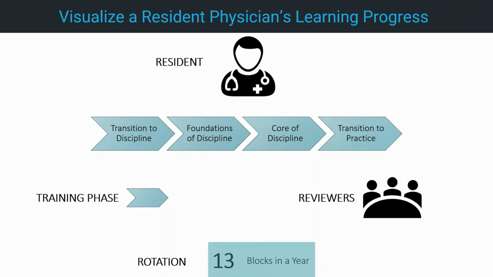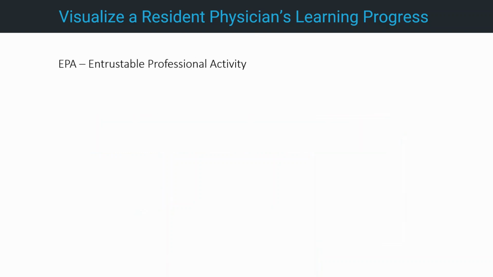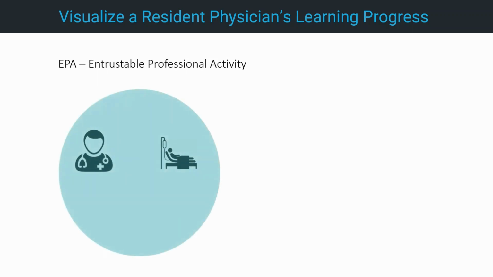One of the key ways in which residents are assessed is by EPAs. EPAs stand for Entrustable Professional Activities and are defined as tasks that a resident can be entrusted to perform to demonstrate competence. They often include a resident taking care of a patient or a medical situation under the supervision of a senior physician. The senior physician then rates the resident on a 5-point scale where 5 is the best, meaning the resident took care of the situation by himself, and 1 is the worst, where the senior physician had to step in.